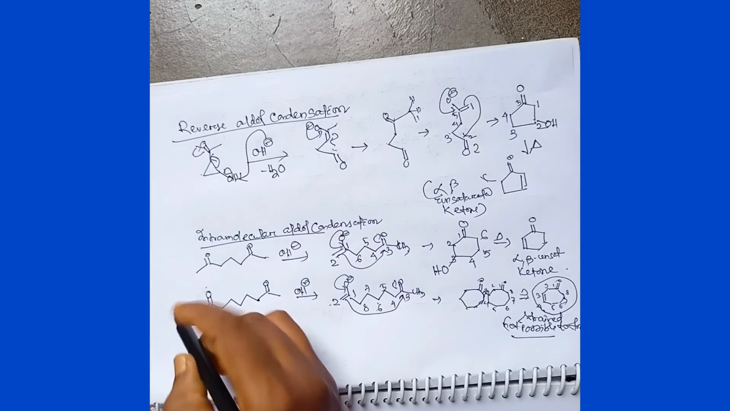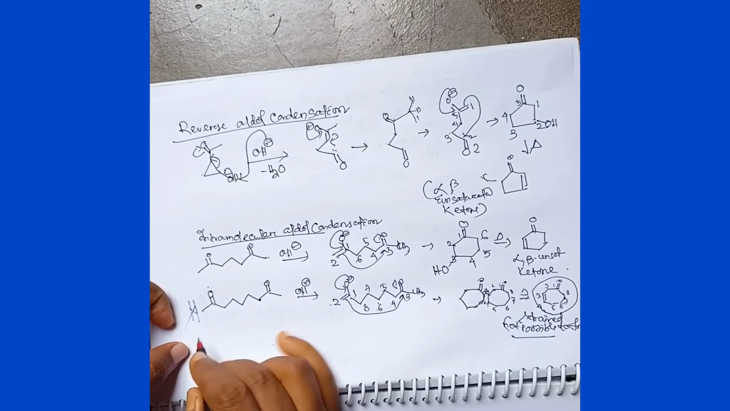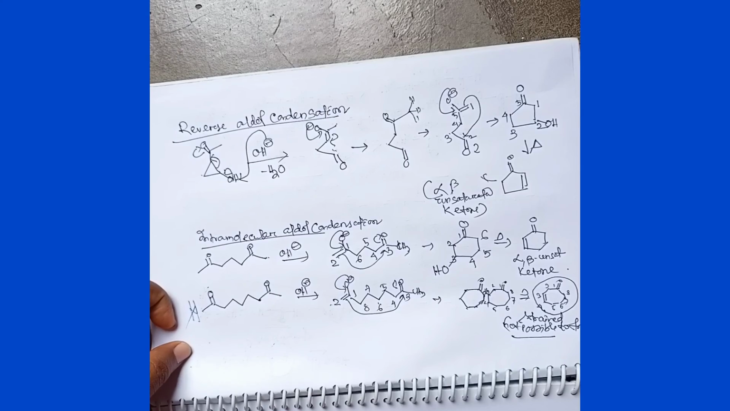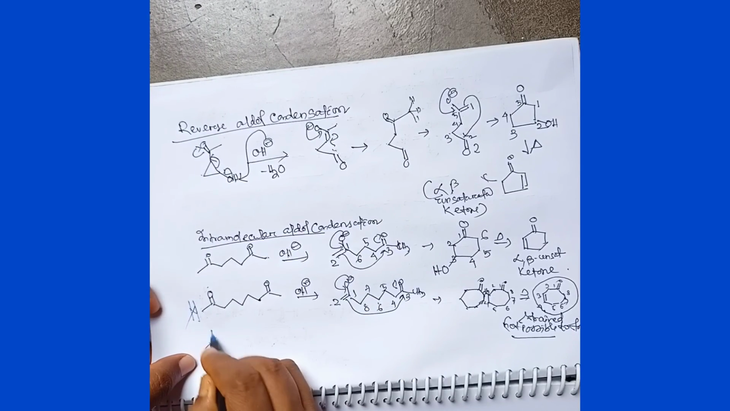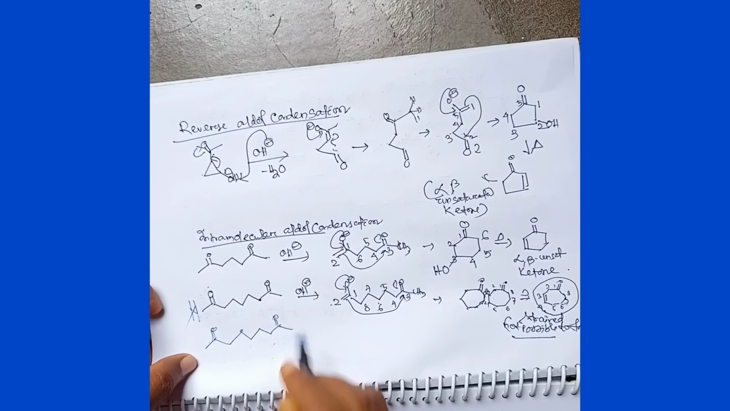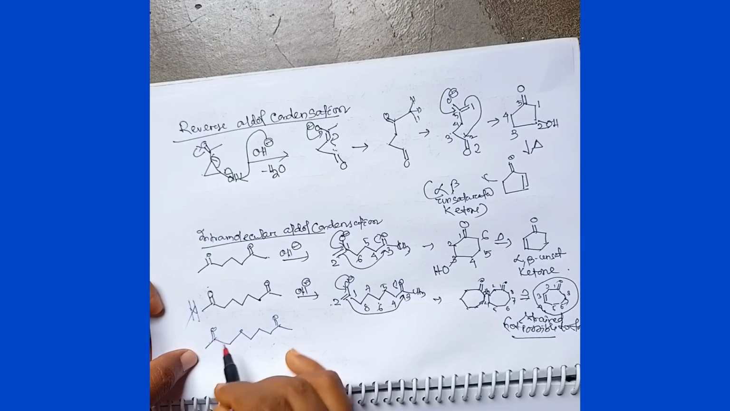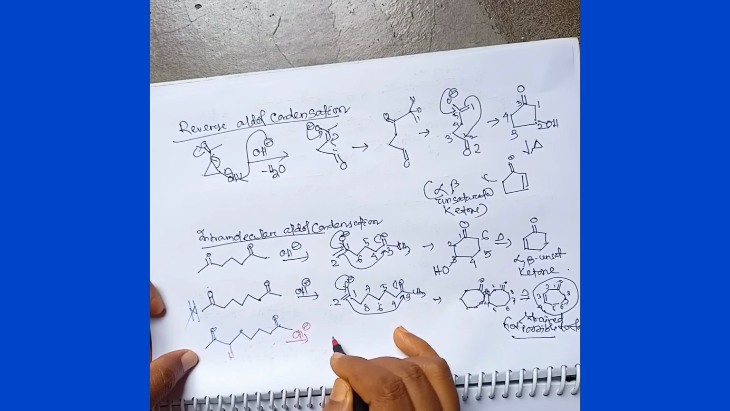So this route is not possible. So what will we do? Now the abstraction of alpha hydrogen will take place from here. So we will write the enolate.